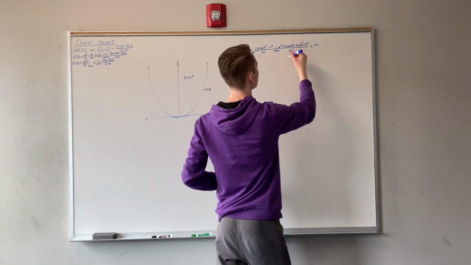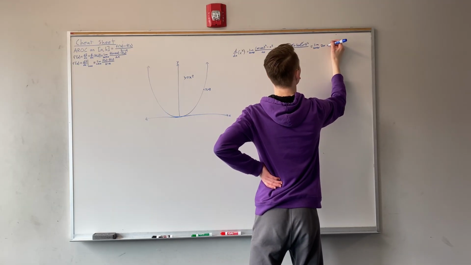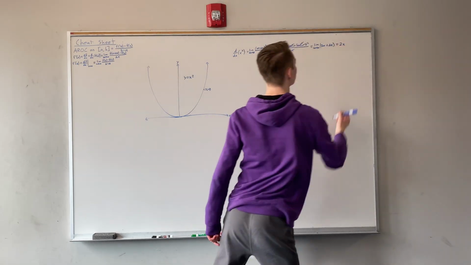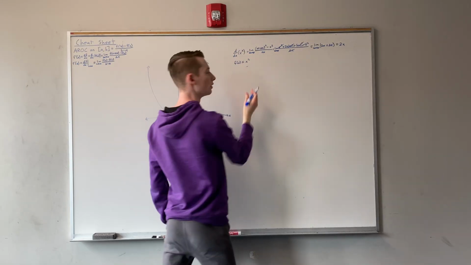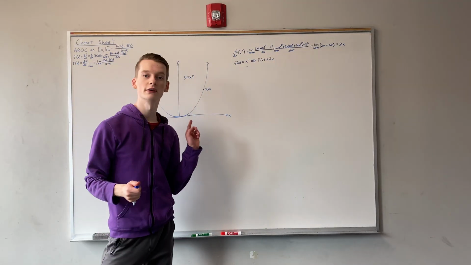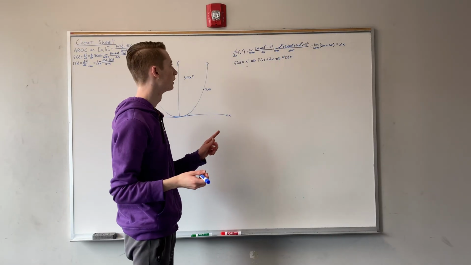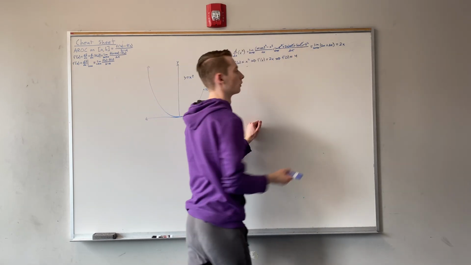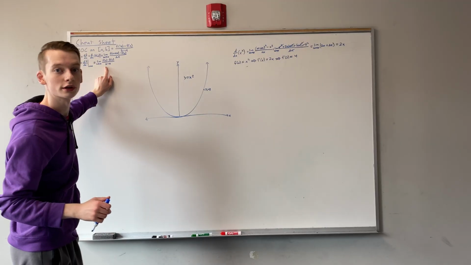Okay, delta x is canceled, and I'm left with the limit as delta x goes to 0 of 2x plus delta x, which is clearly just 2x. So if my f of x is x squared, then my f prime of x will be 2x. And then specifically at x equals 2, my slope will be 2 times, of course, 2, which is 4.